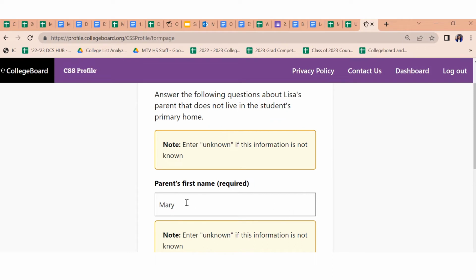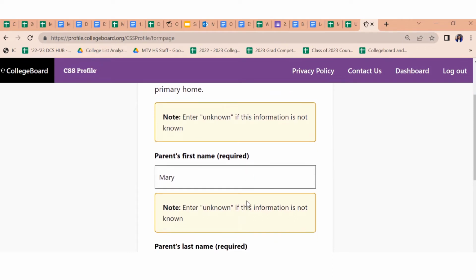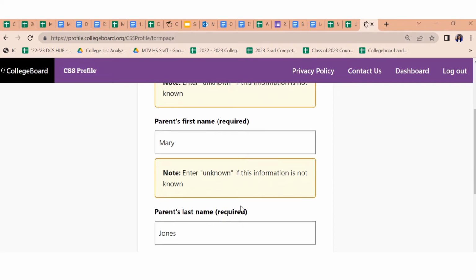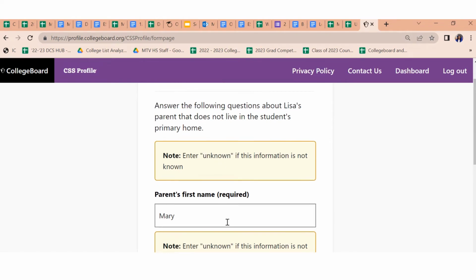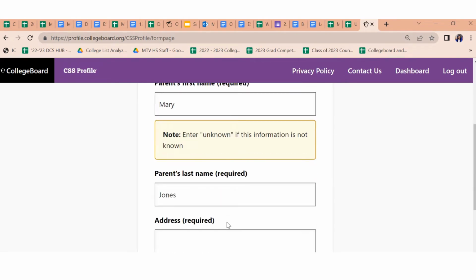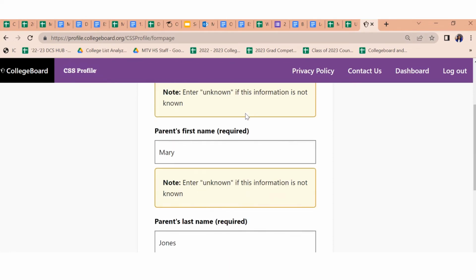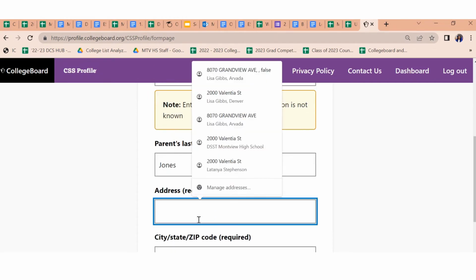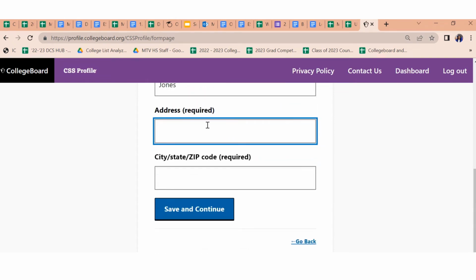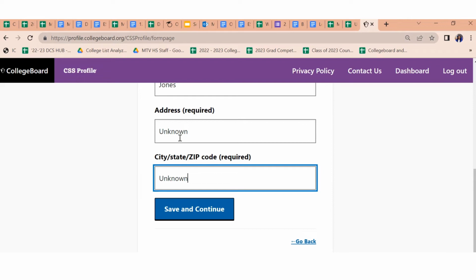We provided the mother's name earlier on in this application and the parent's last name. As I mentioned, you may have entered unknown if this is not information that you have access to. So if you do know your non-custodial parent's first and last name, you will enter that. You will enter their address if you have it. This is not something that everyone has, so you might also have to enter unknown here. And then we will move on.